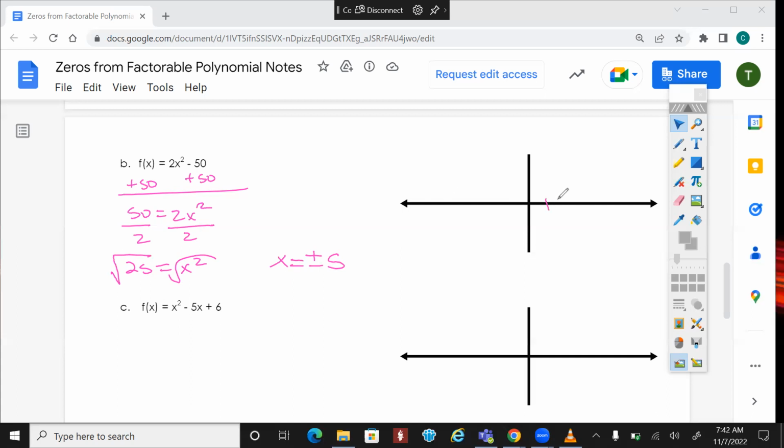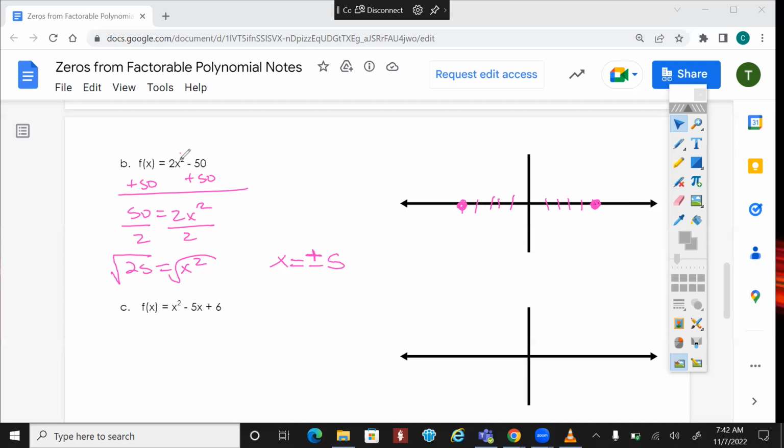So we're going to graph. When I take the square root of 25, that gives me just positive 5. There's no negative underneath the radical. If there's a negative underneath the radical, then we have an imaginary. So we're going to graph 5 and -5.